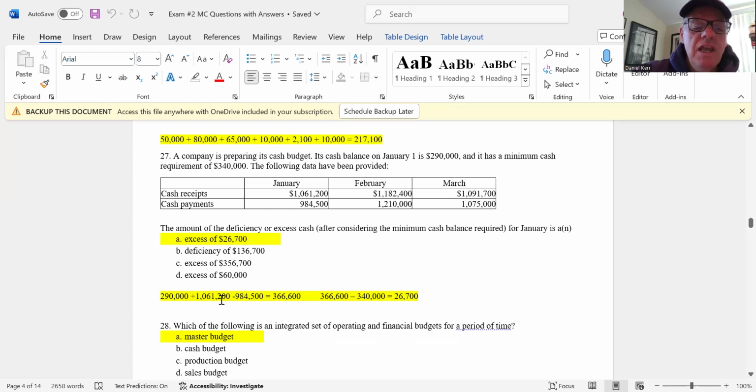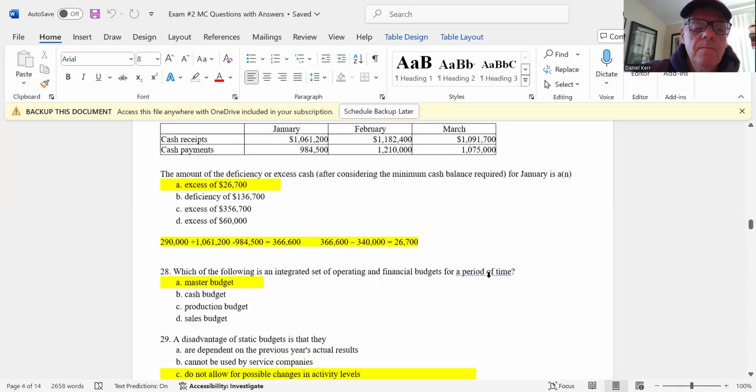One, get the cash on hand, which is the beginning cash plus the receipts minus the disbursements. That's your cash on hand. And then subtract out the minimum required cash on hand, and that gives you the excess. If the amount of the minimum required cash was 370,000, then you would have actually a deficiency there. So you might have to consider borrowing.